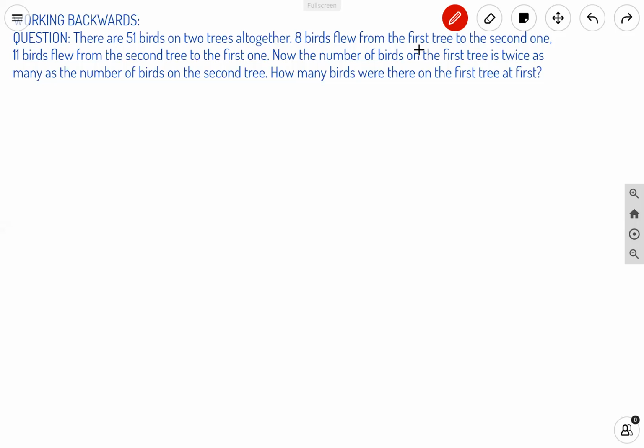There are 51 birds on two trees altogether. 8 birds flew from the first tree to the second one. 11 birds flew from the second tree to the first one. Now, the number of birds on the first tree is twice as many as the number of birds on the second tree. So, how many birds were there on the first tree at first?